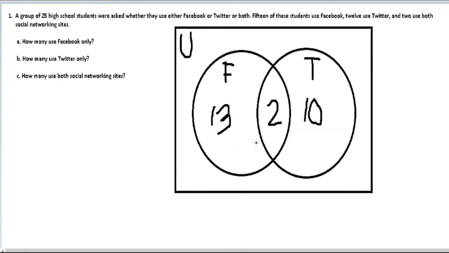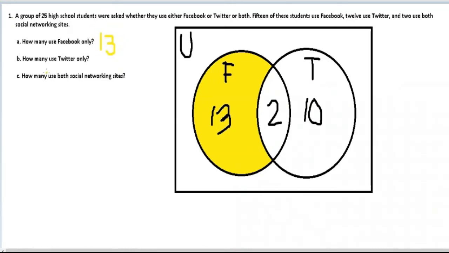Now we have to add all the numbers here in our Venn diagram. 13 plus 2 plus 10 is equal to 25. So there are 25 students who were surveyed. Let us go back to our question. How many use Facebook only? So the Facebook only will be here in this region. Let us color that first so that you will be able to identify the number of students who are using Facebook only. And there are 13.